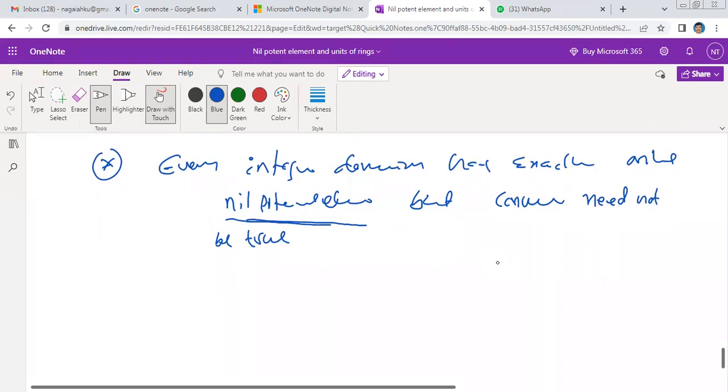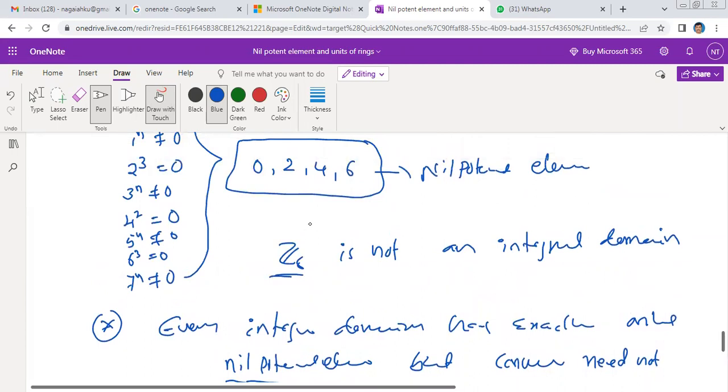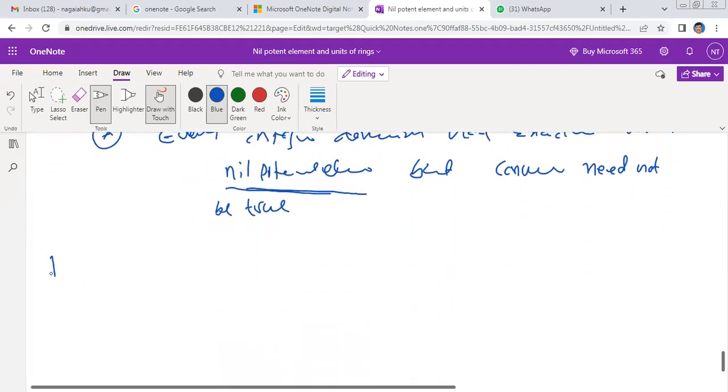One more important point to observe here. If a and b are any two nilpotent elements, a plus b is also a nilpotent element. You observe here, 0 and 2 are nilpotent elements, 0 plus 2 is 2. 2 and 4 are nilpotent elements, 2 plus 4 is 6, also a nilpotent element. Next, the properties of nilpotent elements. First property.